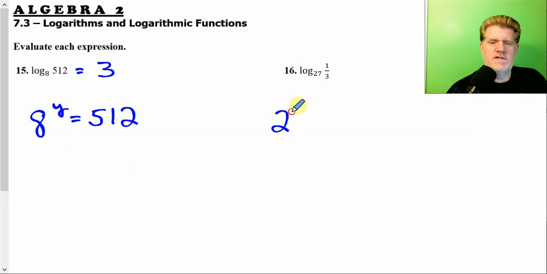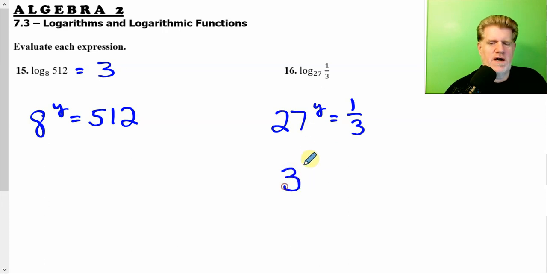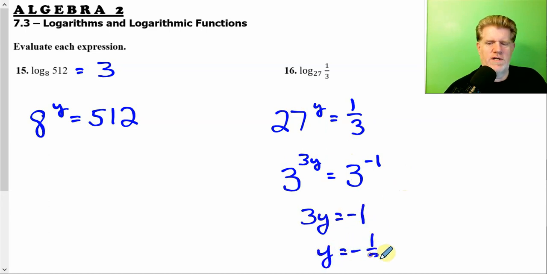All right, 27 to what power would give you 1/3? Now I kind of got a double thing going here. We got 27. We then made it into a 3, but it's also a fraction. So let's do it this way. 27 is 3 to the 3rd power, and times y. 1/3 is 3 to the -1. So I just converted these to the base of 3. So I know 3y equals -1, which means y would equal -1/3. So they get a little tricky. You got to really think about them sometimes and kind of work them out if you're not sure. But after a while, you get pretty good at them.